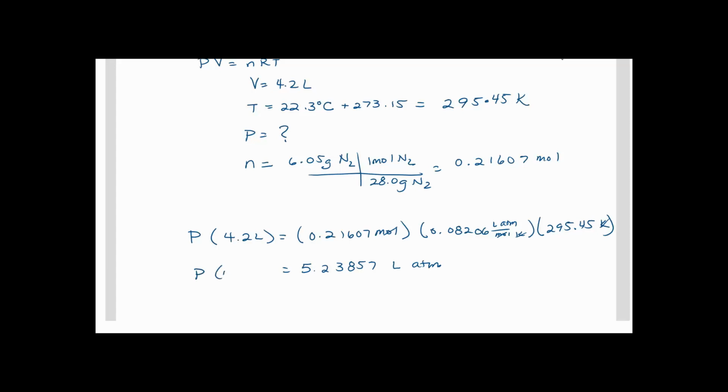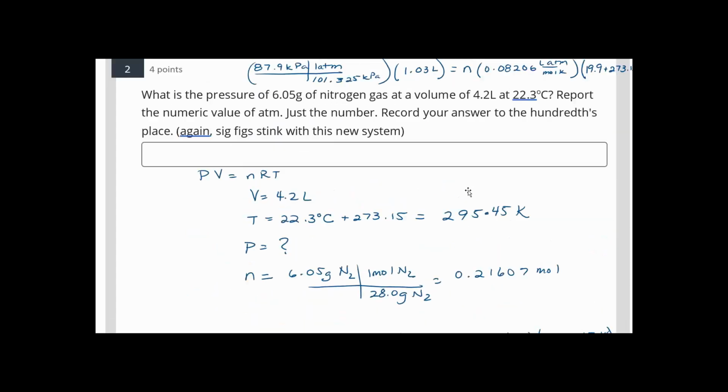So the left side of my equation hasn't changed. I have P times 4.2 liters. I divide both sides by that 4.2 liters to get my P alone. That cancels out the liters, and I am left with 1.247 atmospheres.